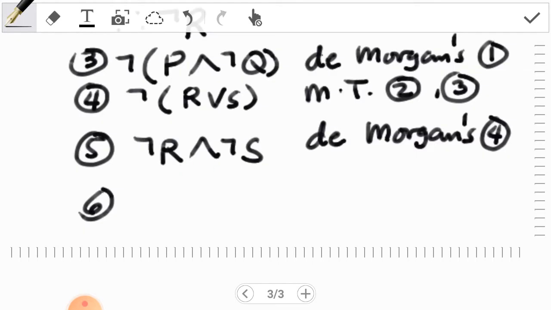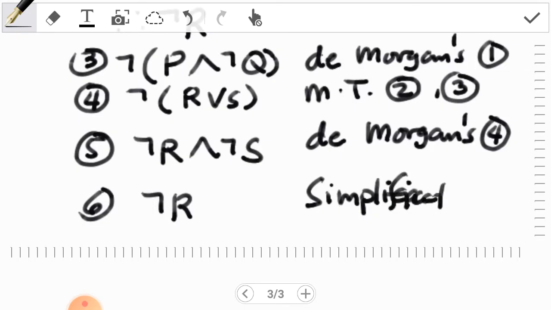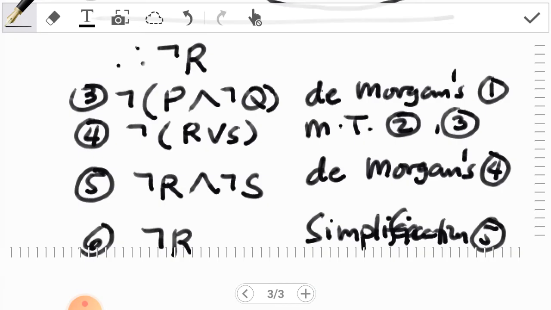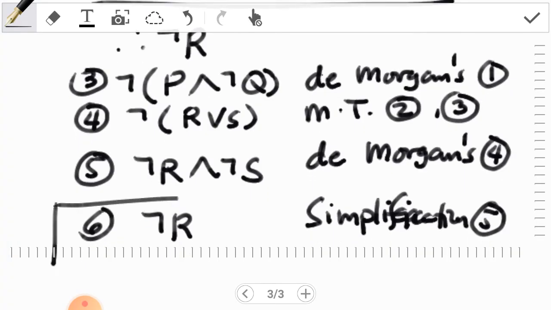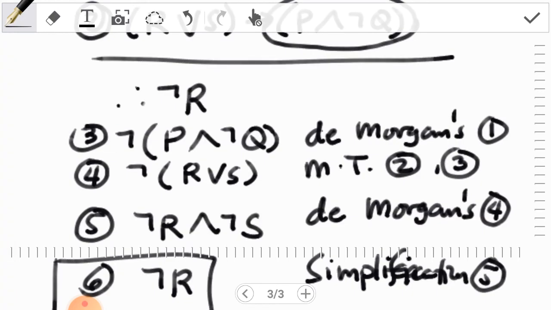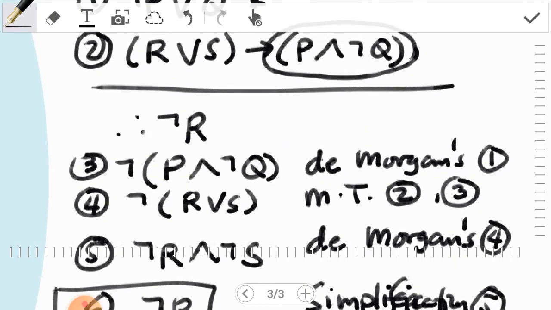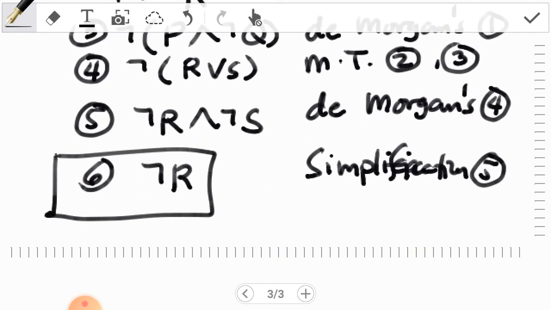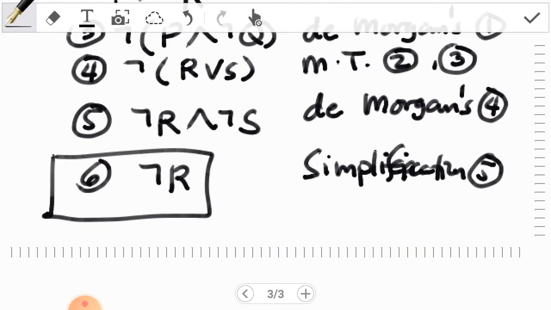So if you will go to your simplification rule, what does the simplification rule say? P and Q, therefore P. So we can now have not R as our conclusion. This is using simplification of line number 5. And after simplifying line number 5, we now obtained the desired conclusion, which is not R. So that's example number 2.